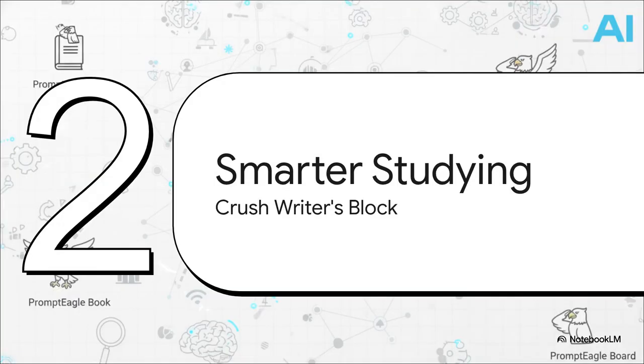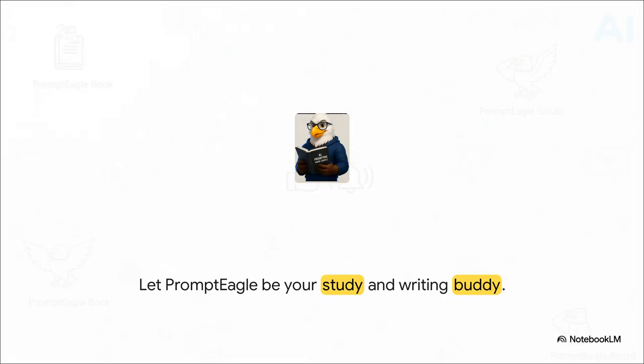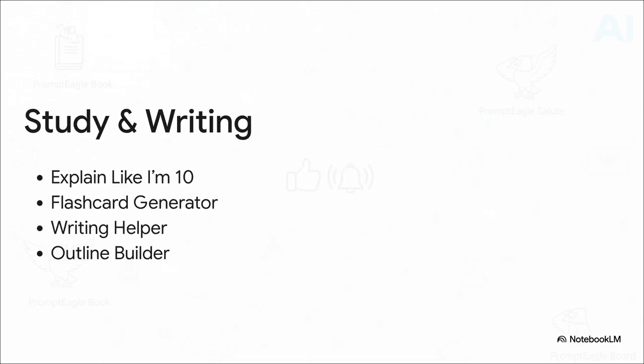Moving right along into the afternoon of our hypothetical day, we hit Section 3, smarter studying and writing, crush writer's block and complex topics. Let's talk about overcoming those study hurdles and creative blocks. Because really, your AI can be the ultimate study and writing buddy. Let's look at the specific templates from the guide that make learning new subjects and creating content feel completely effortless. Think about this arsenal of tools available for students, writers, or honestly just lifelong learners. You've got the Explain Like I'm 10 template, the flashcard generator, and the study quiz.